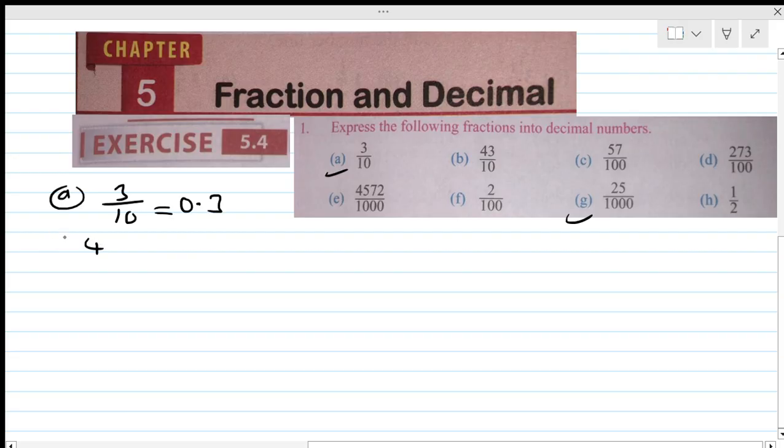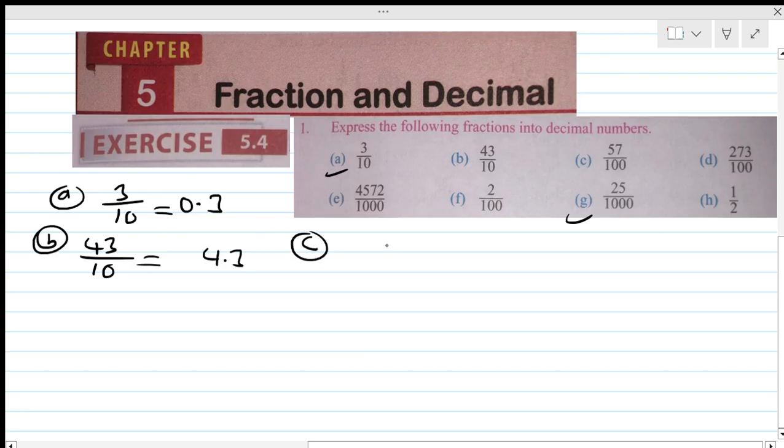Then next, B: 43 divided by 10. You see 10, so after the decimal you have to keep one digit. 43 is a two-digit number, so if you place the point in the middle, after the point there will be one digit, so that's the answer.